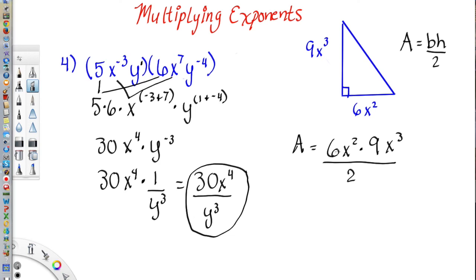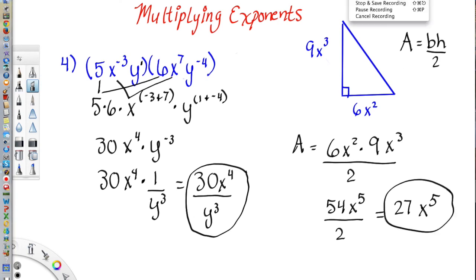6 times 9 is going to be 54, and then x to the second power times x to the third power is going to be x to the 5th power. I'm not even going to write that. And then I take all that and divide that by 2. 54 divided by 2 is going to be 27x to the 5th power. And I am done. And you're not, though.